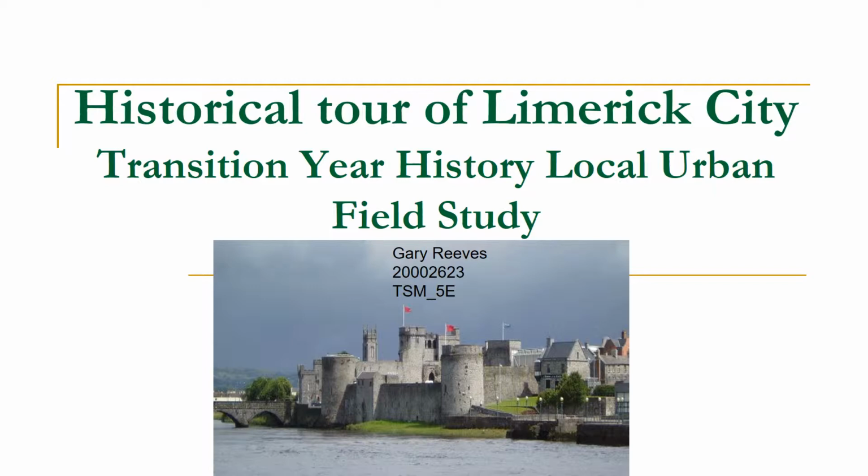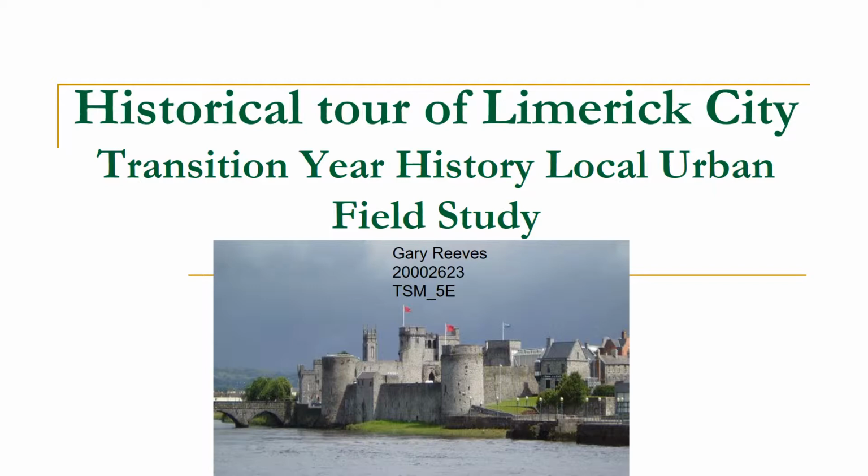This is aimed at transition year history students, as it is a transition year history local urban field study. Transition year history offers students the ability to undertake these field studies, which students may not have a chance to do in 5th or 6th year. Partaking in an urban field study allows the students to understand and appreciate their history and the development of their local area, in this case of Limerick City.